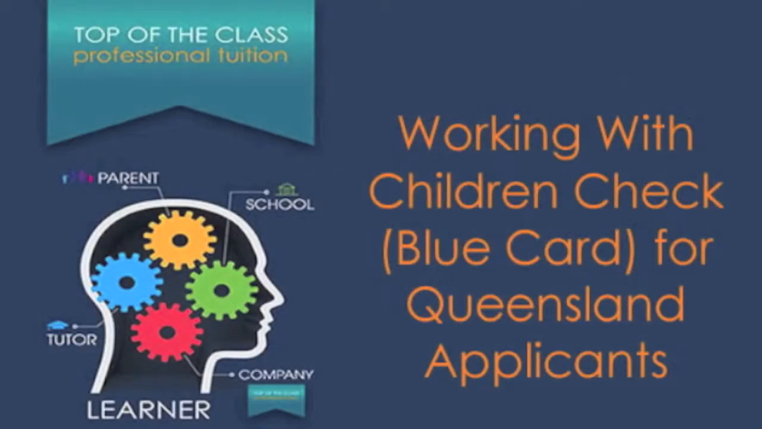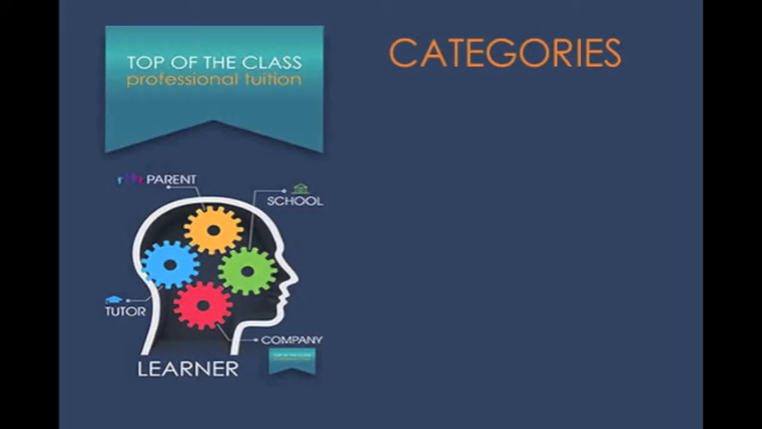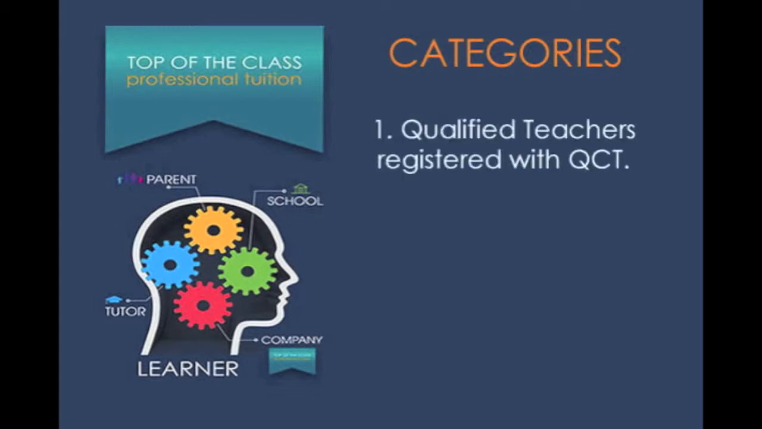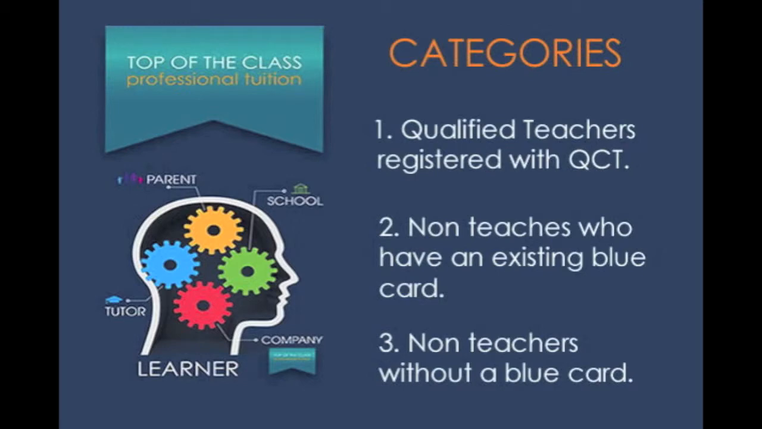This video is for applicants in Queensland, and it describes the last part of the process, which is making sure you have a relevant working with children check, which in Queensland is called the blue card system. Now, you will probably fall into one of three different categories. The first are qualified teachers who are registered with the QCT. The second is for applicants who already have an existing current blue card but are not qualified teachers registered with the QCT. And the third category is for people who fall into neither of the first two categories.